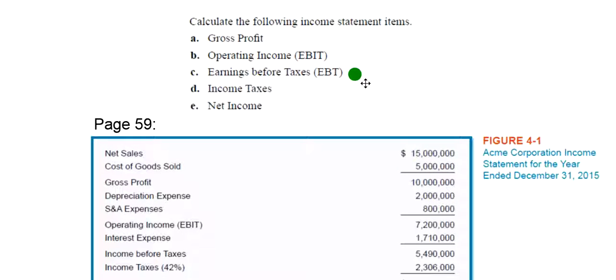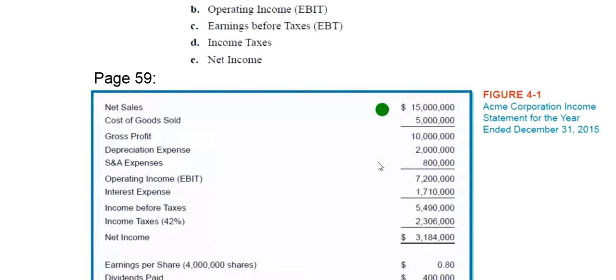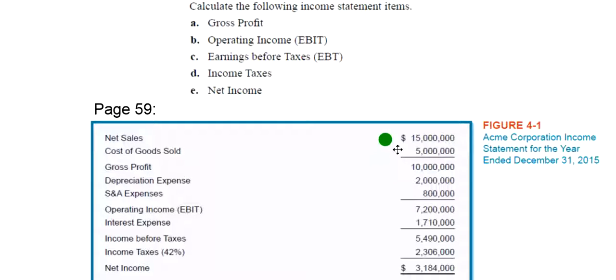Okay, so if we're looking at the income statement and we want to know what our gross profit is, we simply take our net sales. That's where it always starts. It always starts at our net sales, or we could also call that total revenue, and we subtract the cost of producing the goods that we sold. In this case, net sales is 15 million, the cost is 5 million, so the gross profit is simply 10 million, the difference.